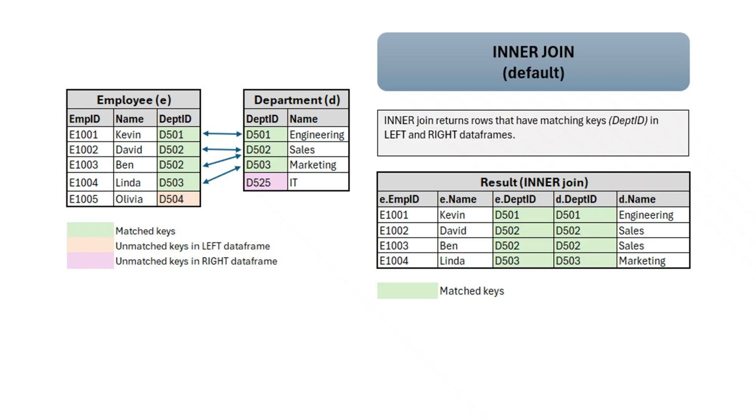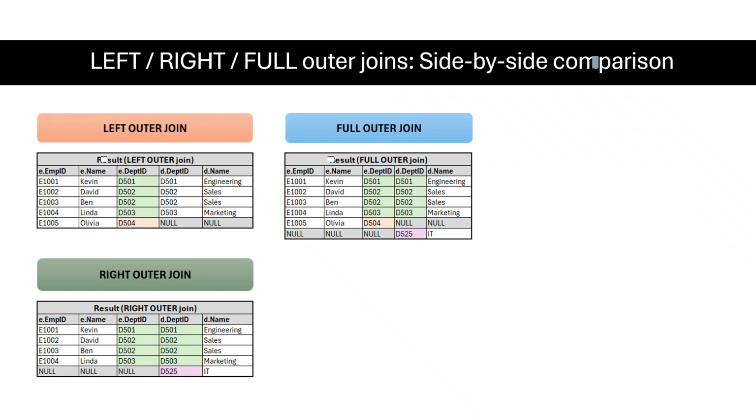Now that we have seen inner join, let us move on to discuss outer joins. Here I am showing the output from left outer join, right outer join, and full outer join side by side. That way, I think it is easier to compare and understand the three join types. So let us go through each of the outputs one by one. Let us start with left outer join.